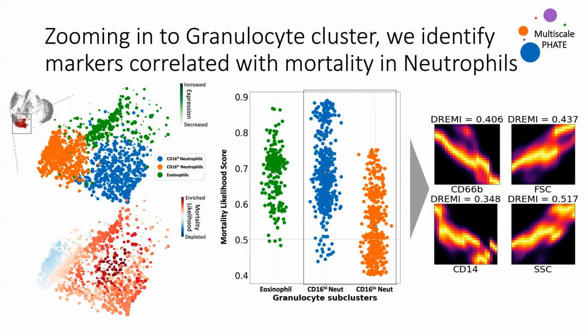Within the neutrophil cluster, we identified that these two neutrophil subtypes are significantly differentially enriched in patients that die, with CD16 high neutrophils being greatly enriched in patients that die and CD16 low neutrophils not being enriched in patients that die. We performed DREMI or nonlinear correlation or association analysis with various markers that are found on neutrophils and found that CD16b was negatively correlated with mortality, while forward scatter or size and side scatter or complexity were positively correlated with mortality. This implies that a non-activated and immature neutrophil population plays a role in mortality.